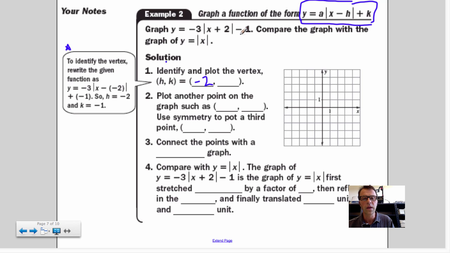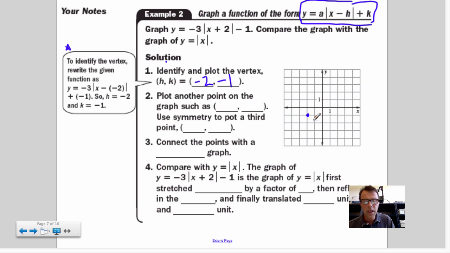And then we have a -1 shift down for our vertex. So again, the +2 turns into a -2 for the x component of the vertex. The -1 is directly -1. Let's go ahead and plot the vertex. So we're at -2, -1.